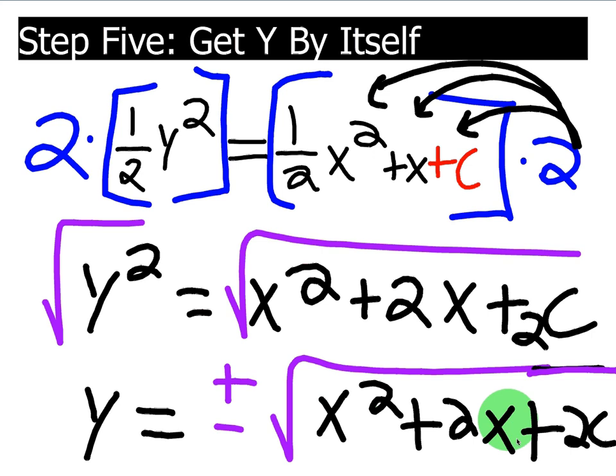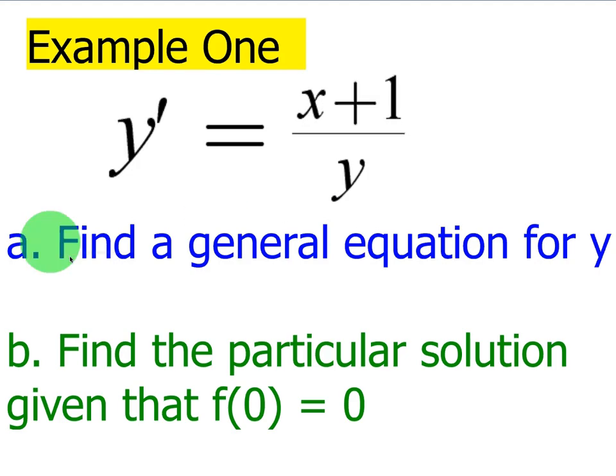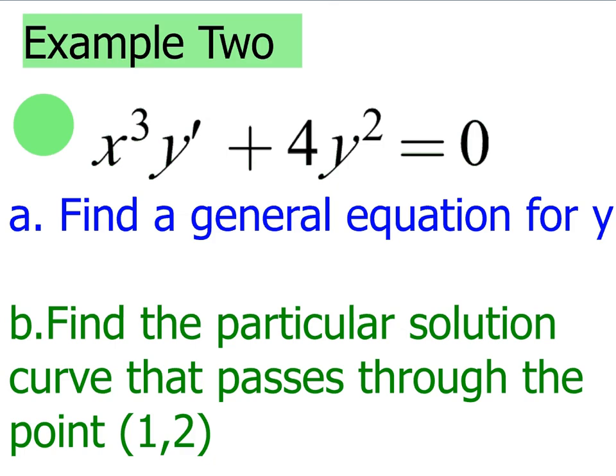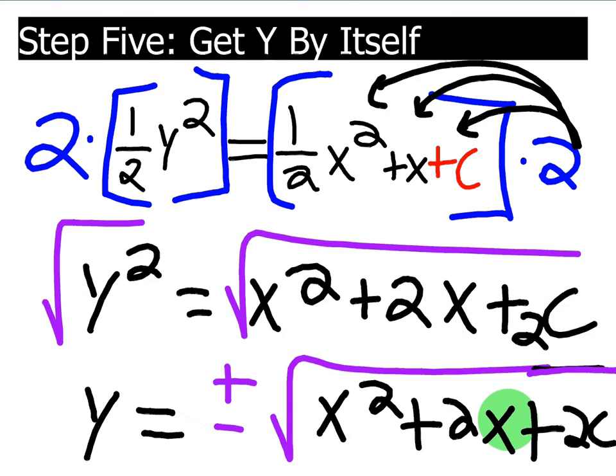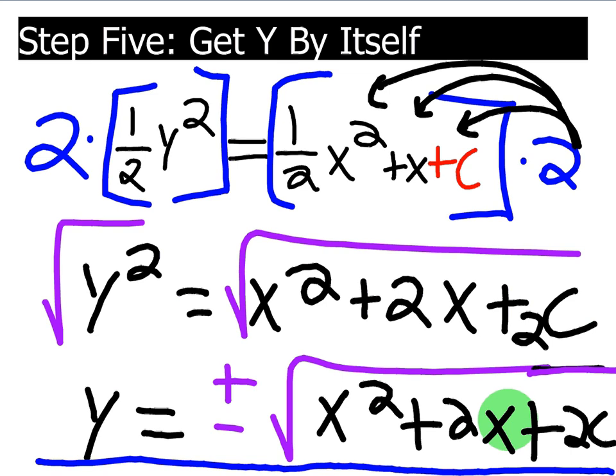The question now is, are we done? Well, actually we are for part A. We have found a general equation for y. And again, I want to go back to the graph and talk about what this particular equation means. This is a general solution for that slope field that we did in the previous lesson. So what this equation actually represents, notice the plus 2c here.